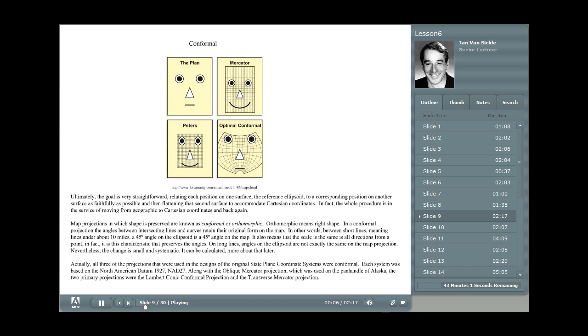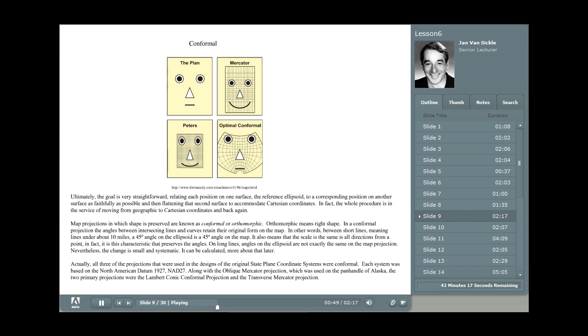Of course, and it's good to not lose sight of that, the overall objective of state plane coordinate systems is to be able to map each position on the curved surface, the reference ellipsoid, the Earth, to a corresponding position on the surface of the state plane, and then flatten or develop this state plane surface to accommodate Cartesian or plane coordinates, two-dimensional Cartesian coordinates, x and y, or northing and easting. And you can think of this as being a procedure to move from geographic latitude and longitude to Cartesian coordinates and back again.